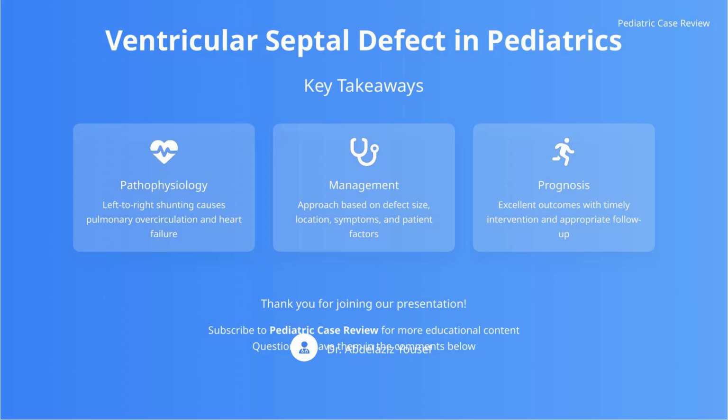techniques have. Thank you for joining our comprehensive review of ventricular septal defects in pediatrics. Let's summarize our key takeaways. First, understanding the pathophysiology of VSDs is essential. The left-to-right shunting creates pulmonary overcirculation leading to potential heart failure and, if left untreated, pulmonary vascular disease.